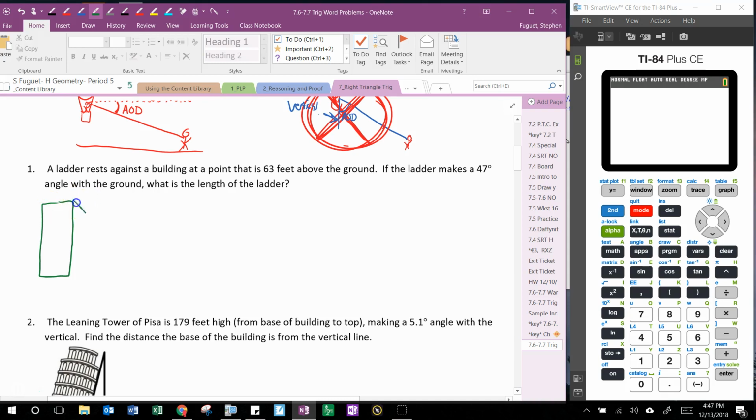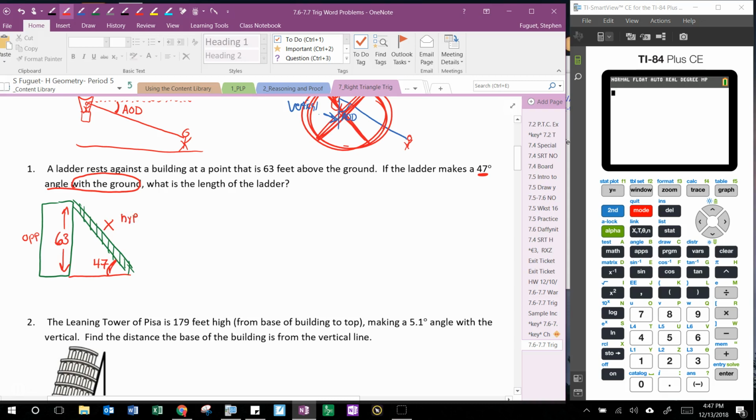So this is my building, and we have a ladder that's resting against it. So we have our ladder here. They do tell us the ladder is resting at the top of a building that is 63 feet tall. So there's my 63. And the ladder makes a 47-degree angle, and the key word here is with the ground. And so in this case, the 47 degrees is going to be this bottom angle here. We want to find the length of the ladder. So now is where we're going to use our trigonometry. In this case, 63 is going to be considered the opposite of 47 degrees. X is going to be considered the hypotenuse.